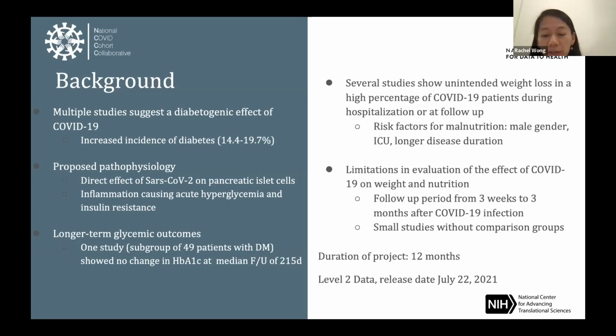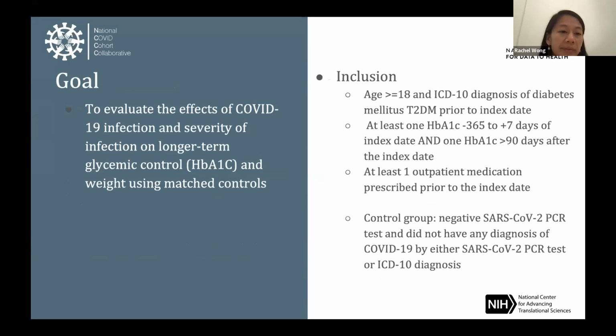The duration of the project was 12 months for this one. And we also used level 2 data with the release date of July 22nd, 2021. So our main goal here was to evaluate the effects of COVID-19 infection and the severity of that infection on longer-term glycemic control and weight. And we wanted to use matched controls for this study.